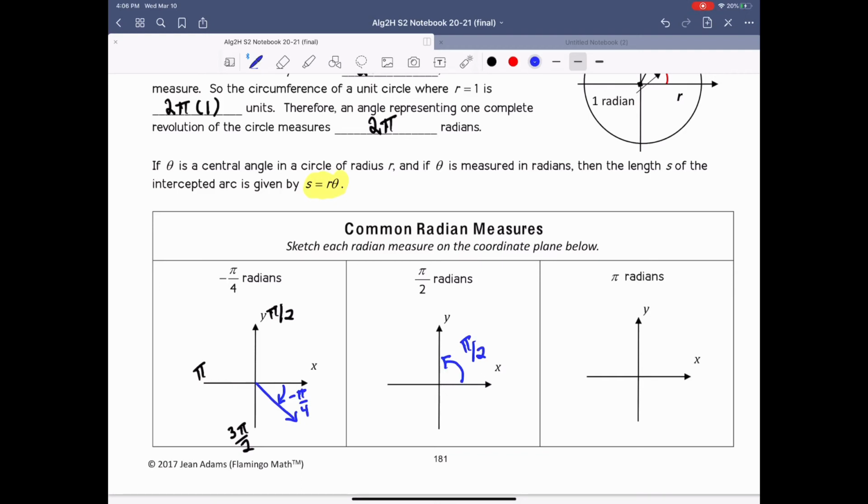And then pi radians, like we said before, pi is going to be a half rotation around the circle. So from the initial side to the terminal side, this is what pi radians will look like.